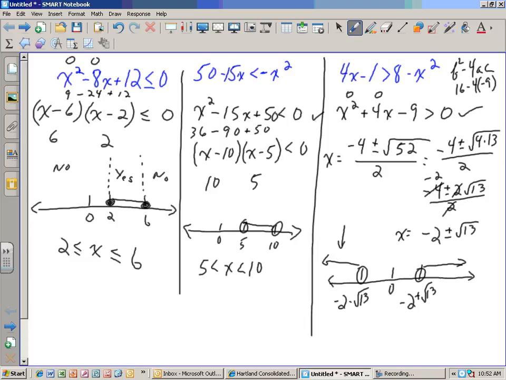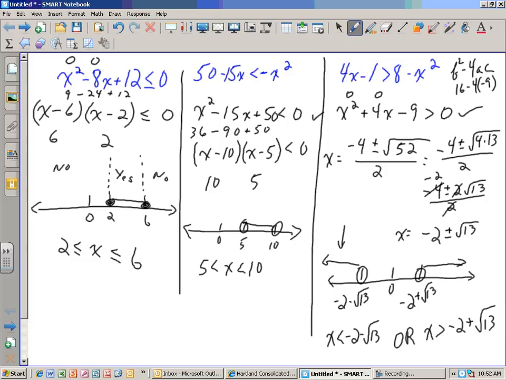So I can write this as x is less than negative 2 minus the square root of 13. And then we have to write that word or. x is greater than negative 2 plus the square root of 13. And that's your solution.